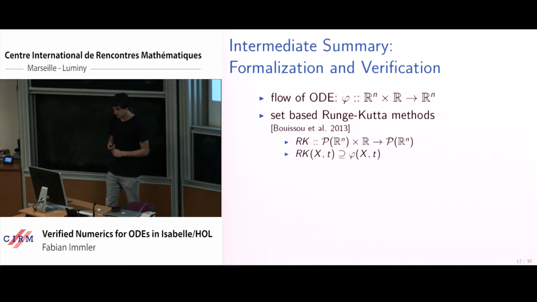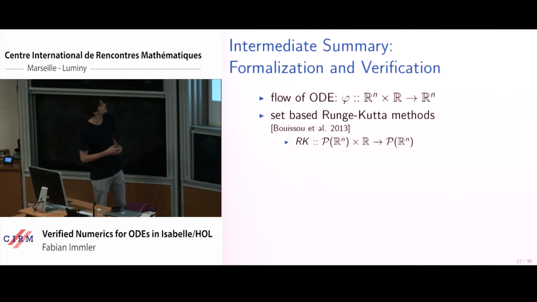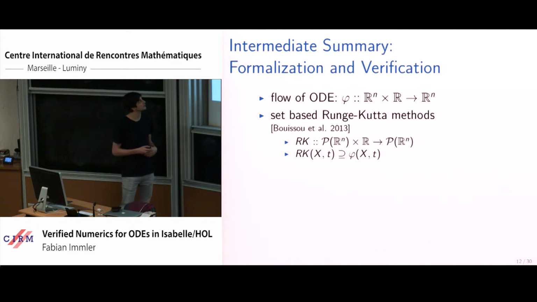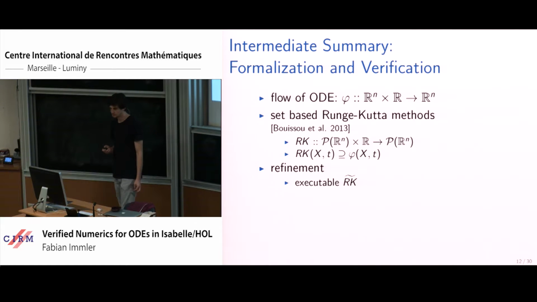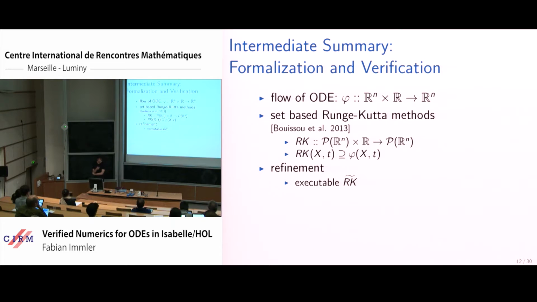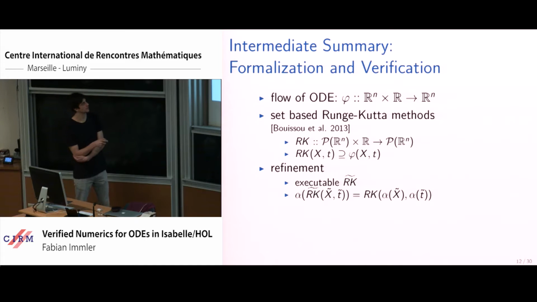So, yes, the idea is to have a method which operates on sets and which takes an enclosure for the initial value and returns an enclosure for the solution after some time. And this comes together with a formally verified guarantee that the set-based method is an over-approximation to the solution. And we use algorithmic refinement to obtain from this abstract set-based Runge-Kutta method something which is executable and works on floating point numbers, and for which we therefore can extract code.